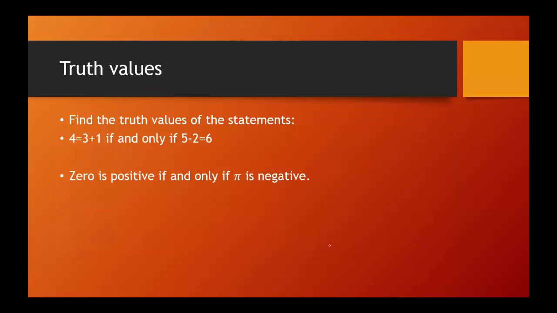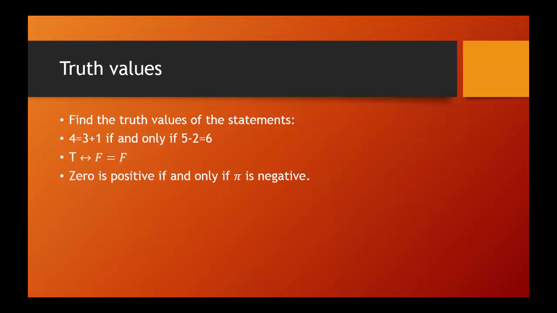Okay. Again, let's go back to truth values versus truth tables. Truth values just says, hey, when we know the value of a statement, we don't have to go through this whole process of a truth table. So here I gave you 4 equals 3 plus 1 if and only if 5 minus 2 equals 6. Sometimes it sounds kind of crazy, so just go back to basics here. 4 equals 3 plus 1, I know that's true. 5 minus 2 is 6 is false. So you see that's what I wrote in here. First statement is true. Second statement is false. These don't match, so my overall statement is false.